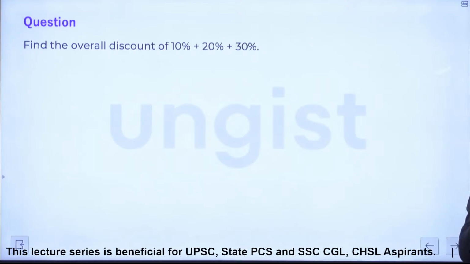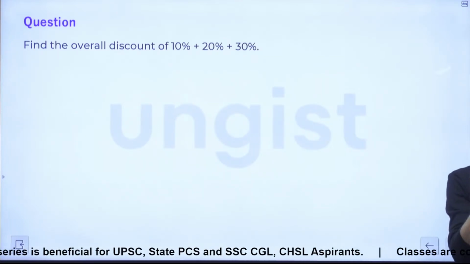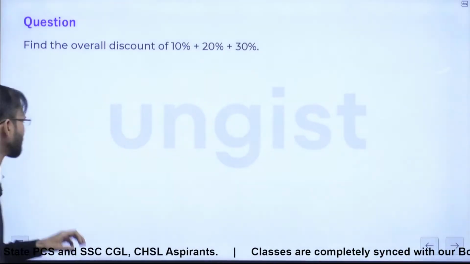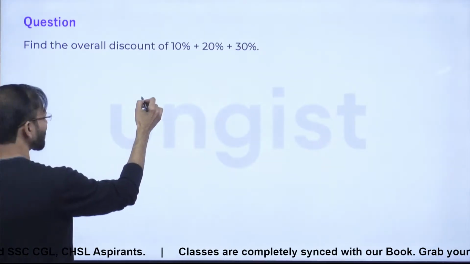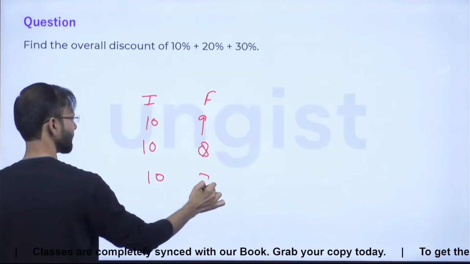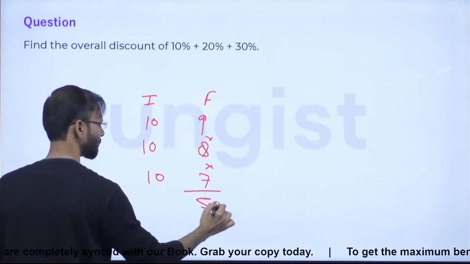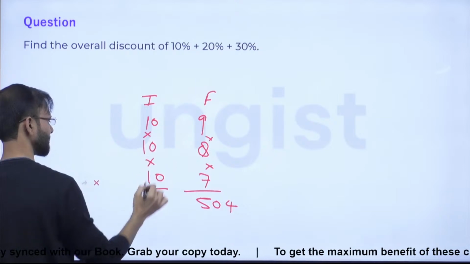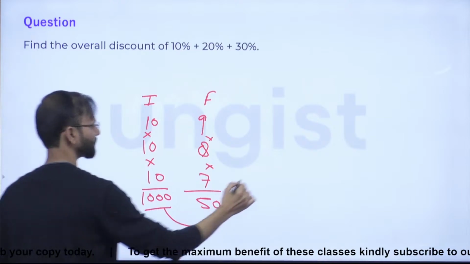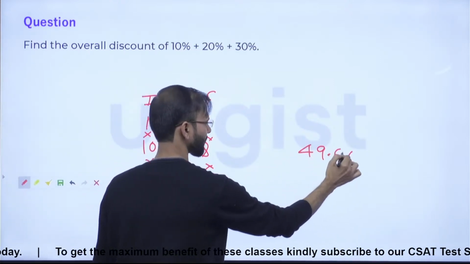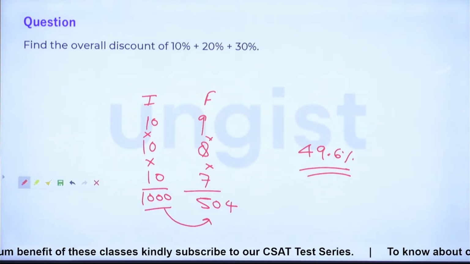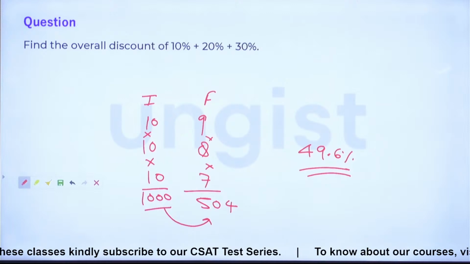नो, 50.4 is the final value. 49.6. Yes, the answer is 49.6. 49.6 is the discount, right? 50.4 is the final value, guys. Initial and final. So 10 becomes 9, 10 becomes 8, 10 becomes 7. So this is 7 into 8 into 9, which is 504, and this becomes 1000. Okay? So 49.6% is the overall discount. Everybody? The discount offer is 49.6%. Guys, it is clear? Right?